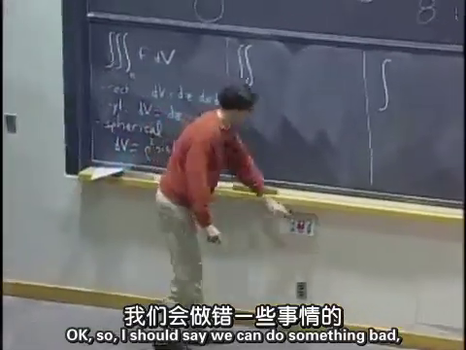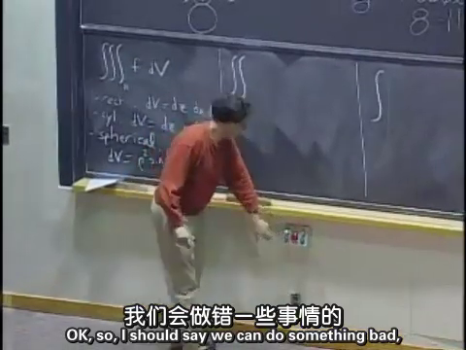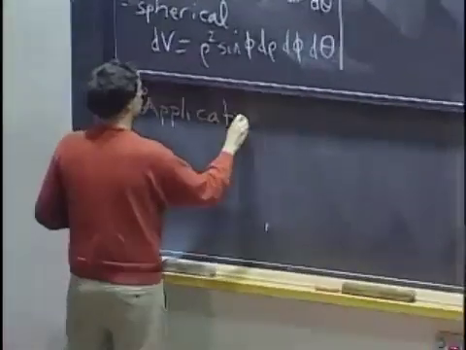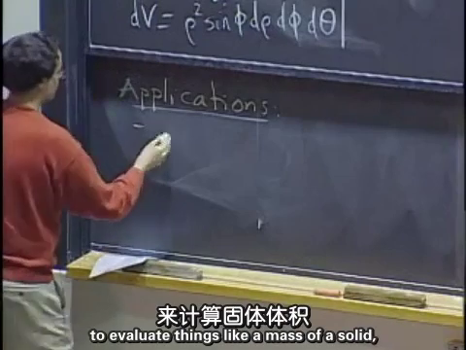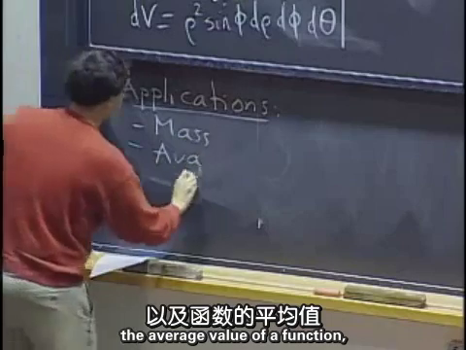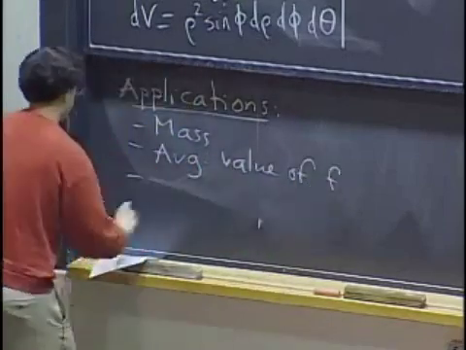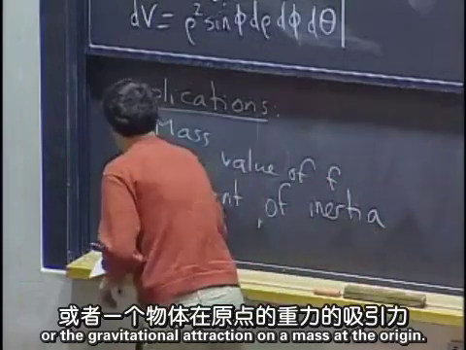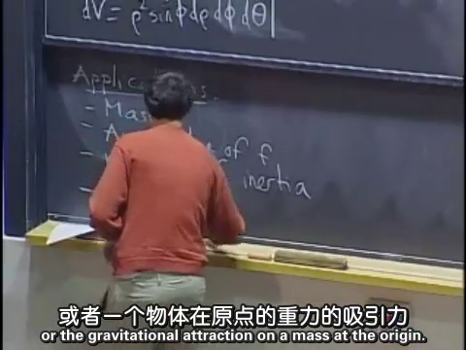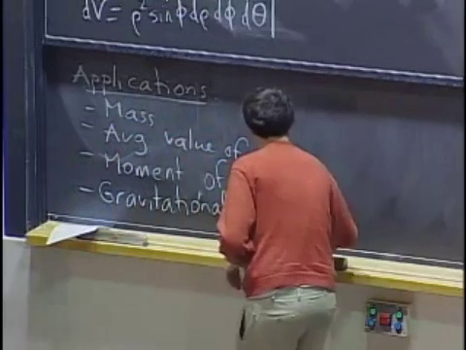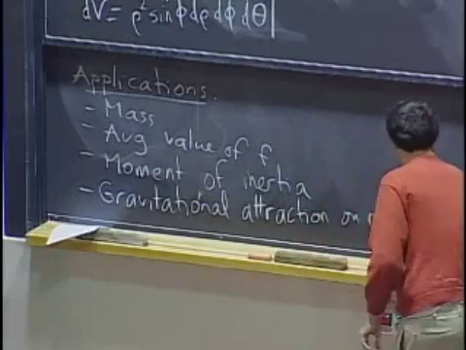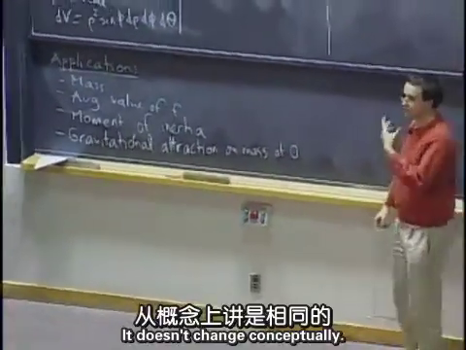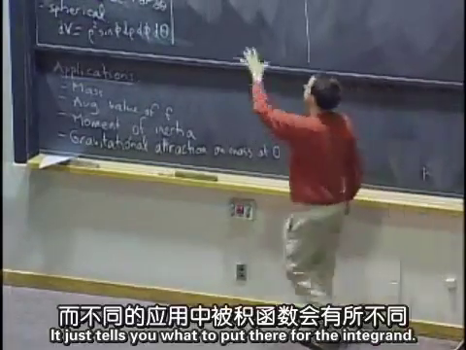Okay, so I should say, I'm going to do something bad, but we've seen, of course, applications of this. So we should know how to use a triple integral to evaluate things like a mass of a solid, the average value of a function, the moment of inertia about one of the coordinate axes, or the gravitational attraction on a mass at the origin. Okay, so these are just formulas to remember for examples of triple integrals. Doesn't change conceptually. You always set them up and evaluate them the same way. It just tells you what to put there for the integrand.